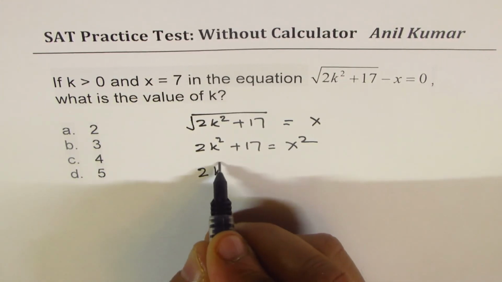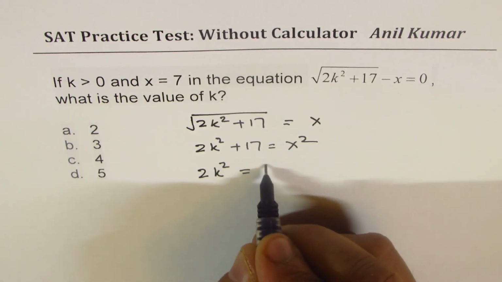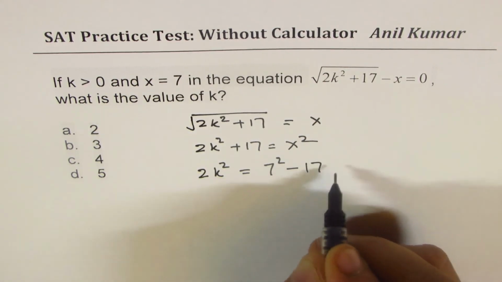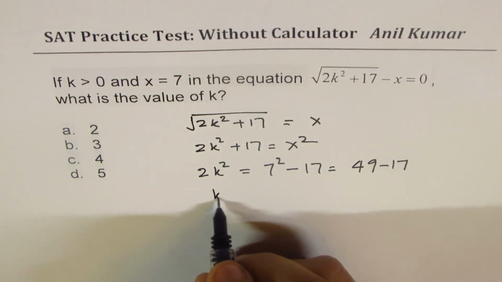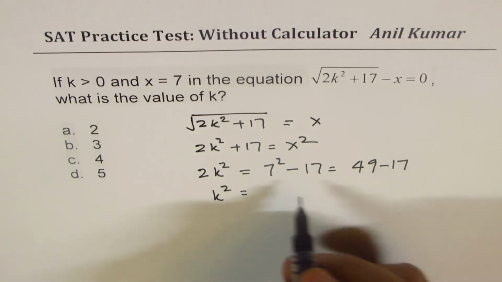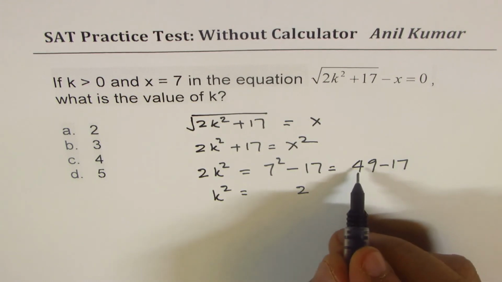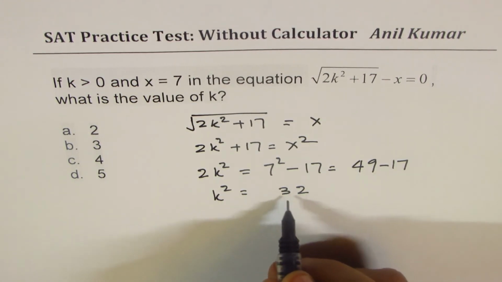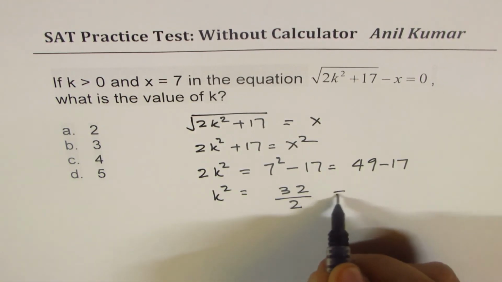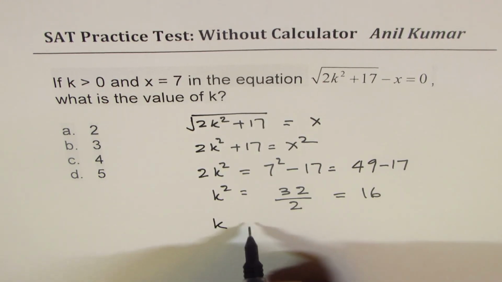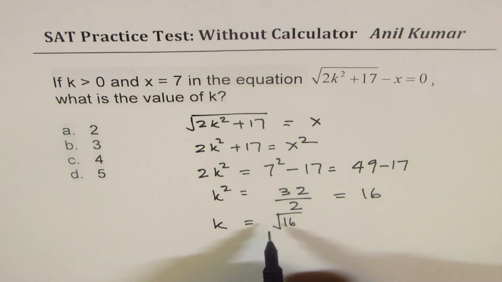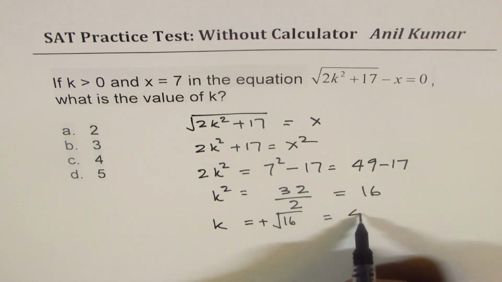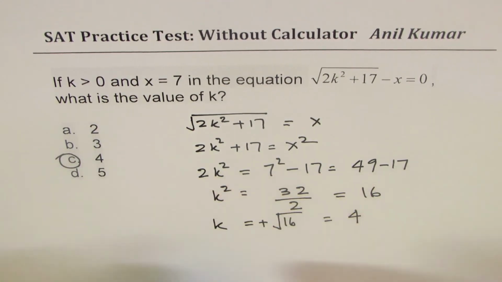So I got 2k squared equals 7 squared minus 17, which is 49 minus 17, right? So k squared is, when you do this, you get 32 divided by 2, which is 16. So k is square root of 16. Since we know it is positive, we'll take positive value, which is 4. So answer C is the correct option.